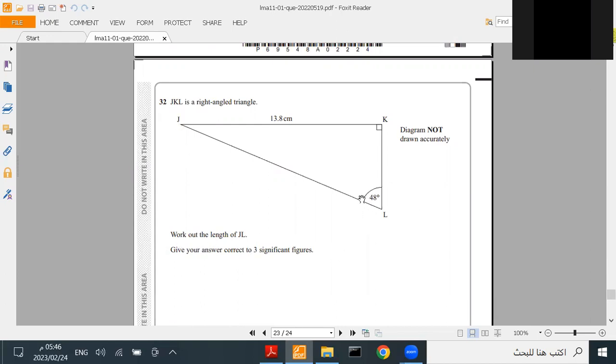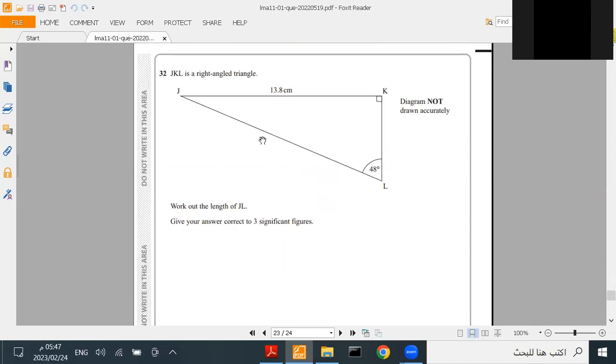JL. We have the angle. We have this line, which is JK. Okay, so JK equals 13.8. This line, we don't know it, but we know the angle, and we need this line. Now, give your answer to 3 significant figures.